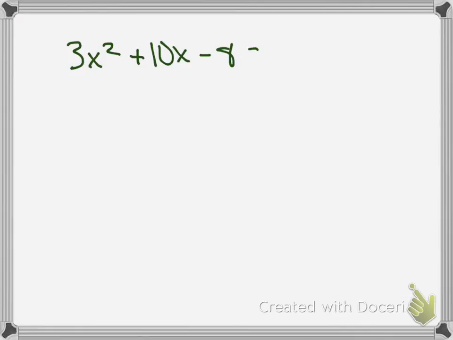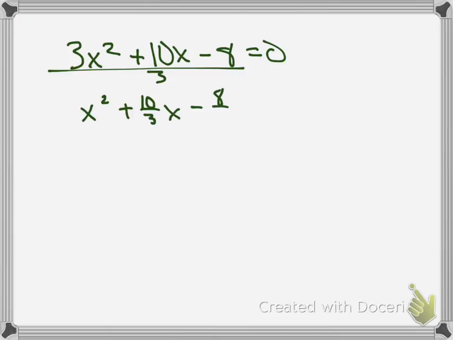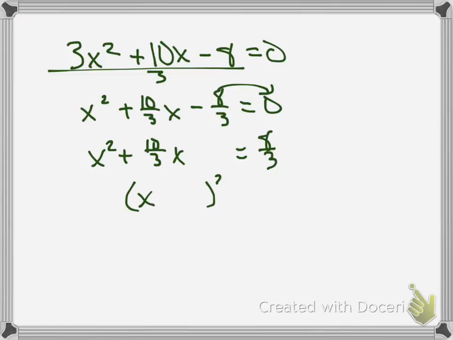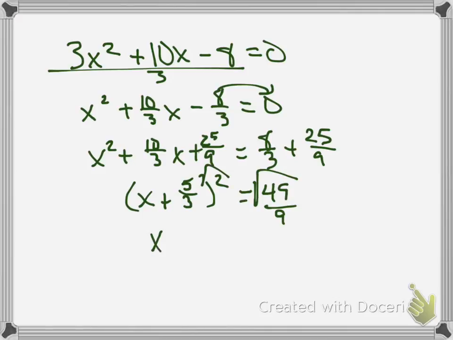Alright, another example. Again, first thing I got to do is divide by 3. So now you can see there's my fractions. Move the 8/3 to the other side. So it's going to become positive 8/3. Divide by 2, which means multiply by 1 half, and I would get 5/3. Okay, so the calculator, that's what it would give me. Square that, I get 25/9. Add those together, and you get 49 over 9. Take the square root, you get 7/3, plus or minus.